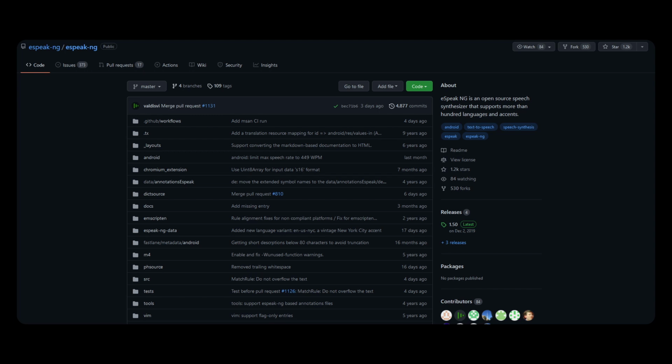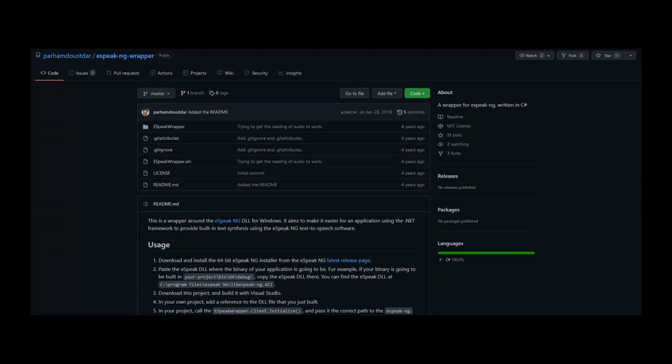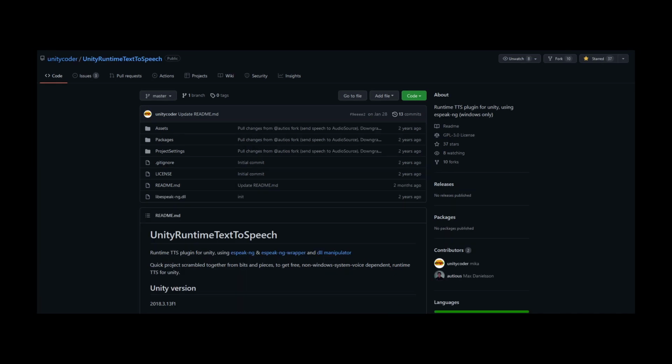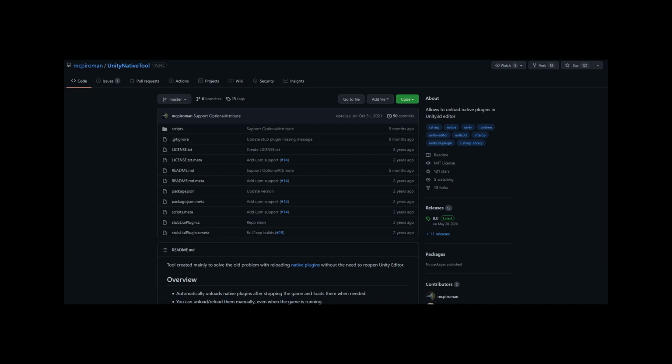The catch is that eSpeak NG is written in C, and I have no experience in C, so after more digging around, I managed to find a C# wrapper that was made for eSpeak NG, and then I also found a Unity implementation that someone else had worked on that uses that C# wrapper, but also uses the DLL manipulator, which is another whole can of worms.